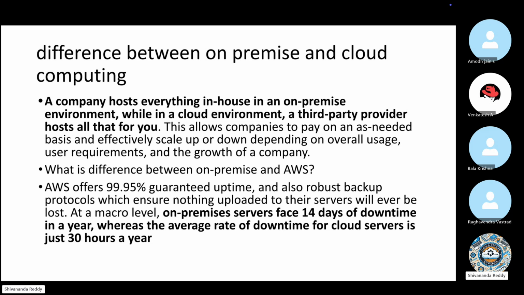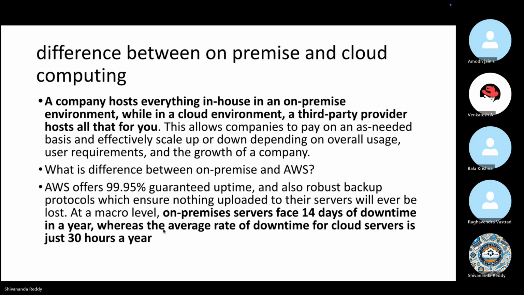Then there is also robust backup. Whatever data you're storing in AWS will be backed up, which ensures nothing uploaded to their servers will ever be lost. Whatever data you keep with a cloud provider, either AWS or Azure or any other, will be stored securely and never be lost. In the cloud the servers almost never stop.